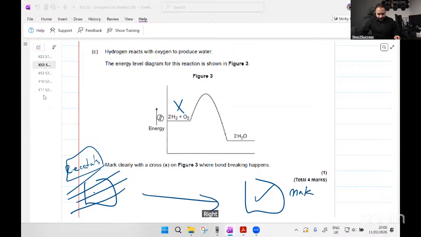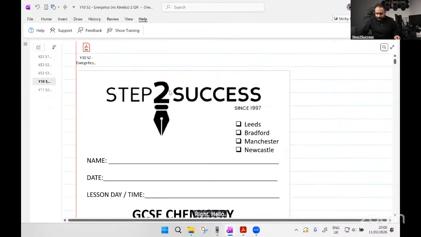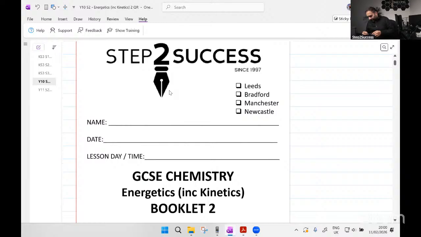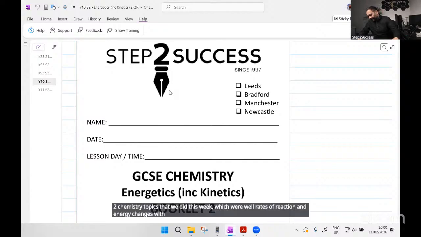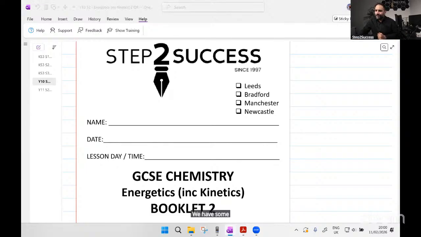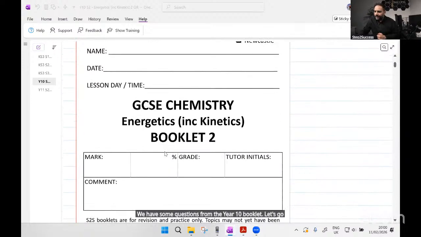Right, hello. Two chemistry topics that we did this week, which were rates of reaction and energy changes with year 10. And then we did some reversible reactions as well. We have some questions from the year 10 booklet. Let's go. Three.